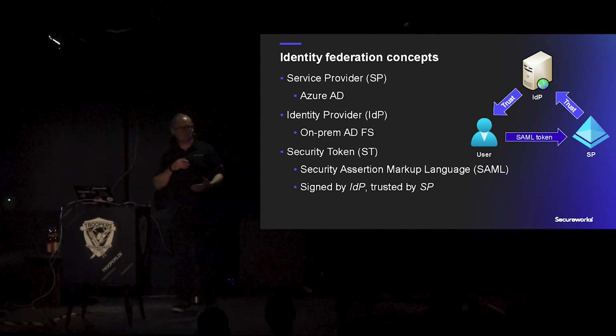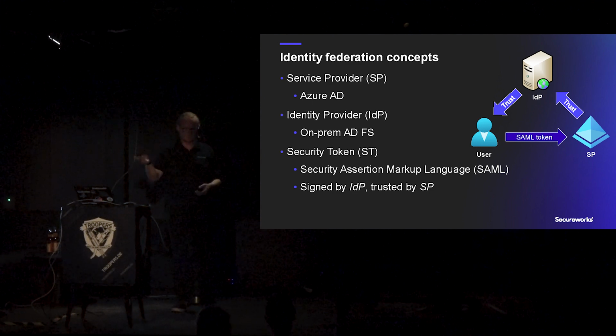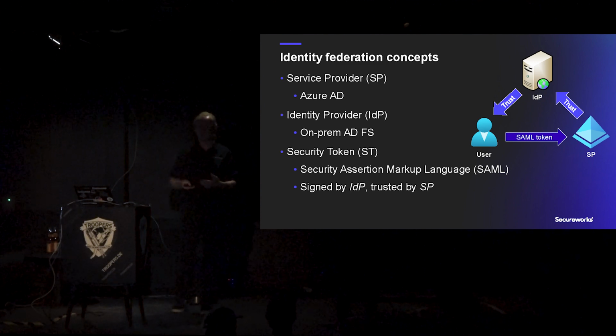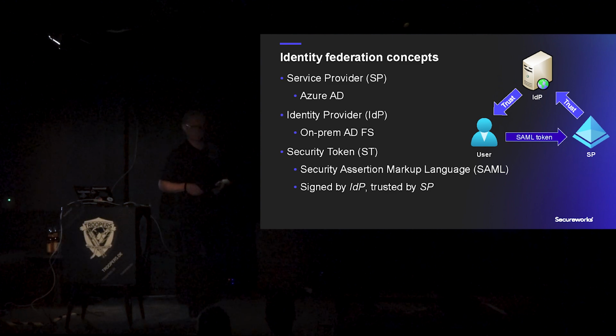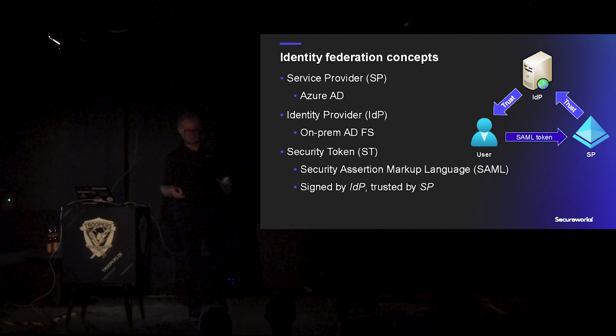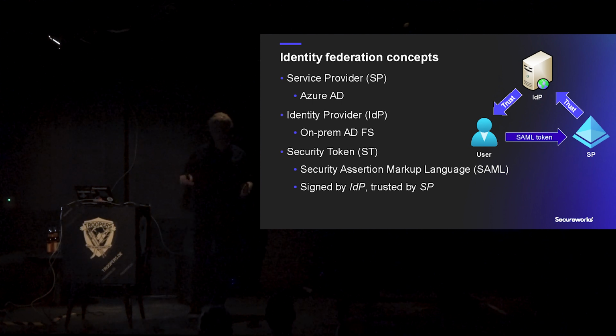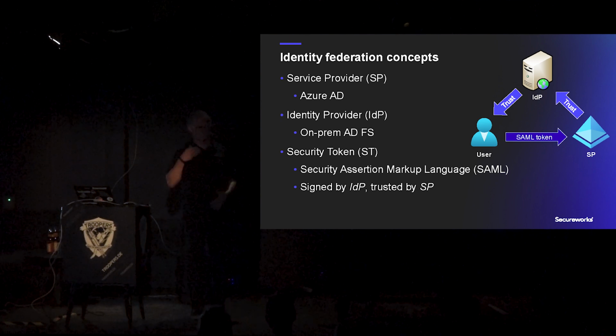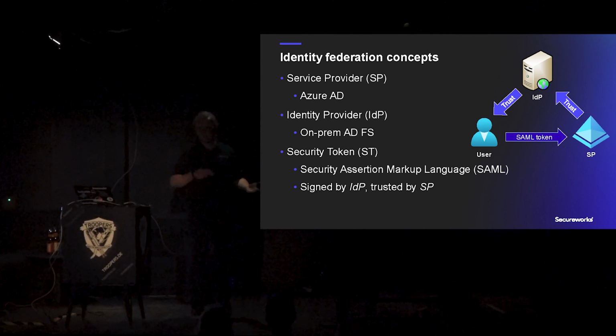But how can you now access a service so that the service provider is trusting you? Well, that's where the security token comes into place. It's called a SAML token. That SAML token is signed by the identity provider and therefore trusted by the service provider. So as long as you as a user can provide that SAML token, you can consume the services. That's basically the whole idea here.